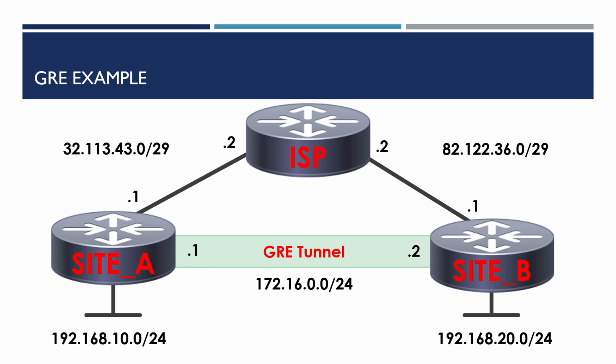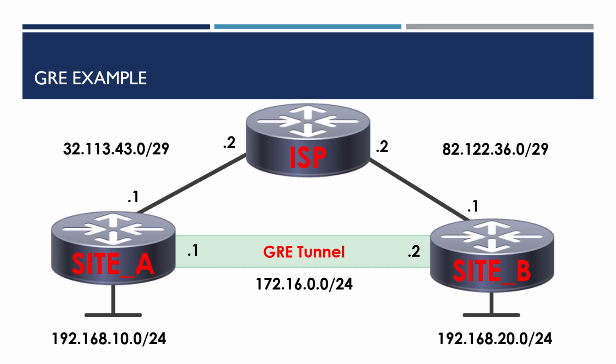Here we've got two sites connected to the internet via an ISP, Site A and Site B. As both sites are connected to the internet and not directly connected via MPLS or other means, this means at present Site A's subnet of 192.168.10.0 is unable to route to Site B's 192.168.20.0 subnet across the internet. The reason for this is that we cannot route our private addresses across the internet.